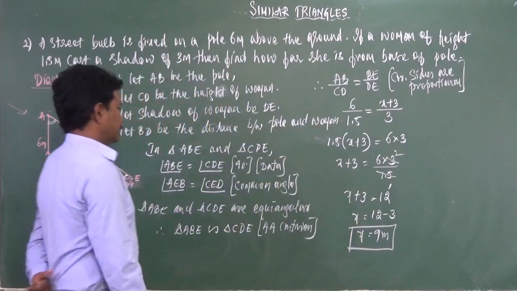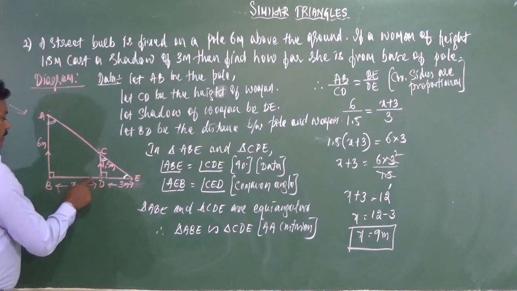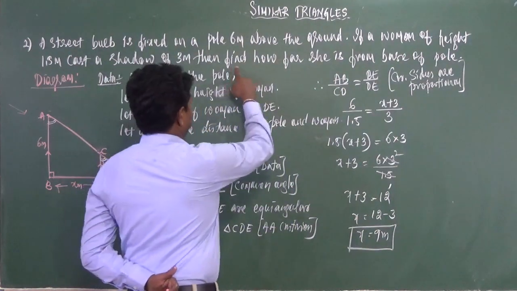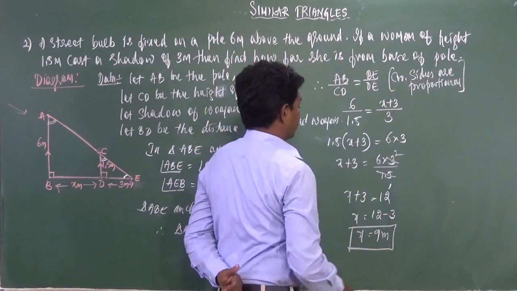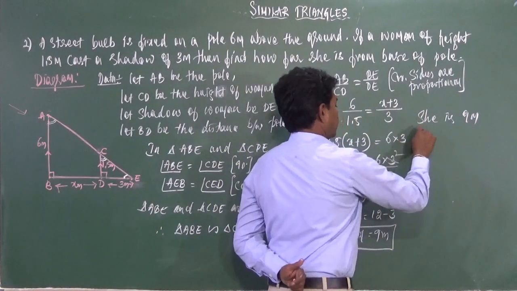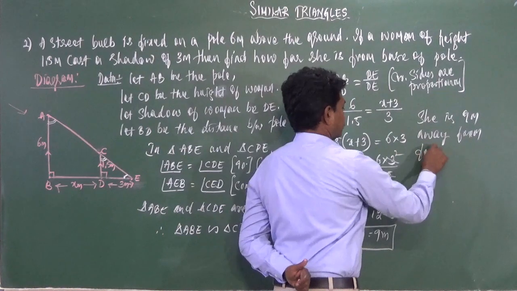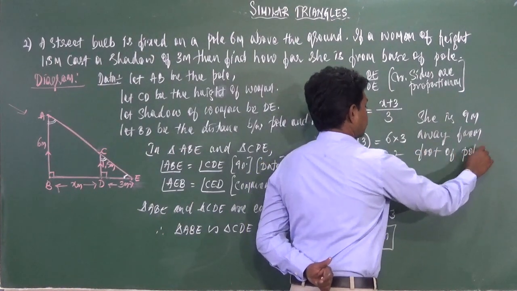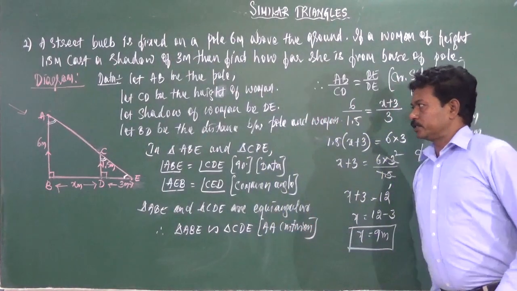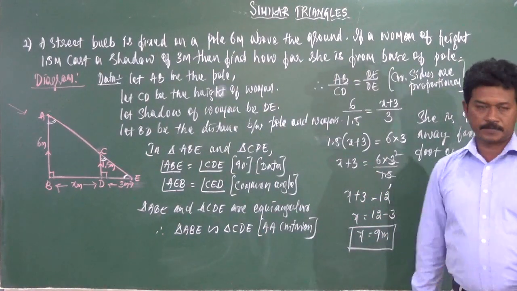What is the distance of the woman from the foot of the lamppost? That is X, which is equal to 9 meters. You have to answer the question in the statement. How far is she from the base of the pole? She is 9 meters away from the foot of the pole, right? This is how we have to conclude. These are the application questions, very important. Two we have done, another two we will do, very important.